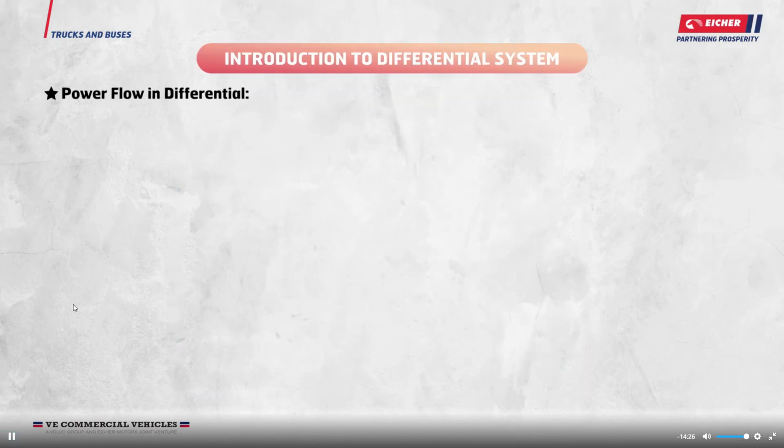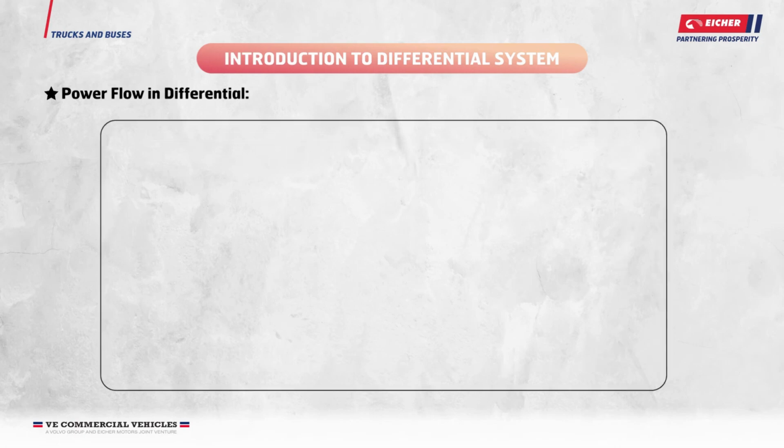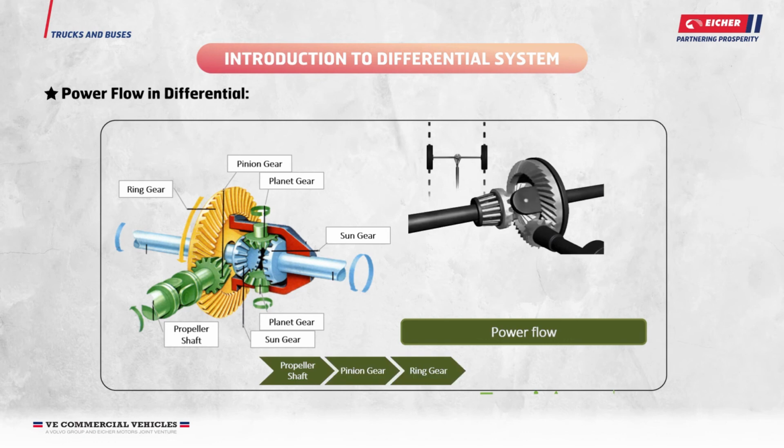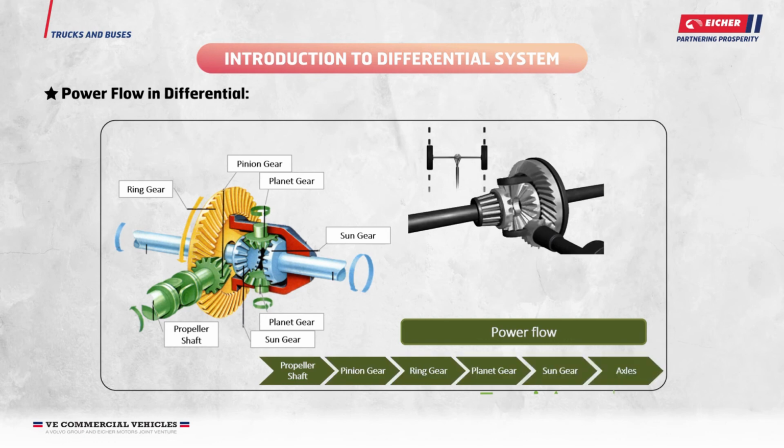Power flow in differential. Drive shaft spins the pinion gear. Pinion gear turns the larger ring gear to produce gear reduction. The ring gear is attached to the differential case, hence it rotates with the ring gear. Differential case spins the sun gears, which are attached to the axles. Axles transfer the power to the wheels.